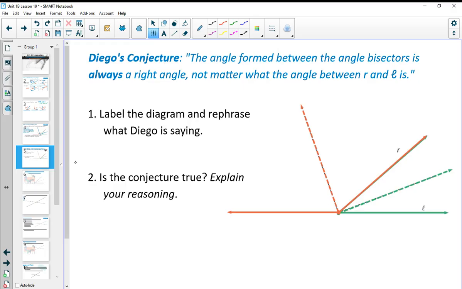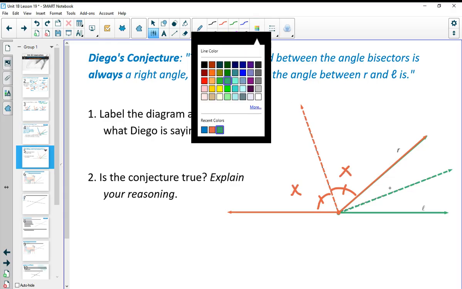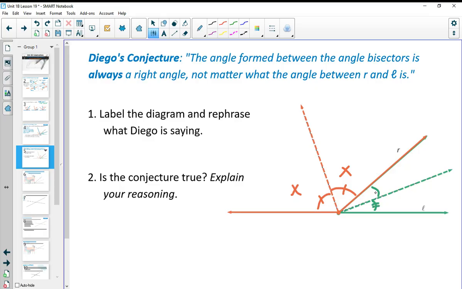All right, so let's take a look at doing this. So again, let's label this diagram. And so I'm going to relabel this on this screen. So we have these two angles that are equal. I called them both X. And then we also have these two angles, which are both equal, and I'm going to call them Y. And so rephrasing this conjecture is that Diego thinks that these angle bisectors of a straight line will equal 90 degrees, okay?